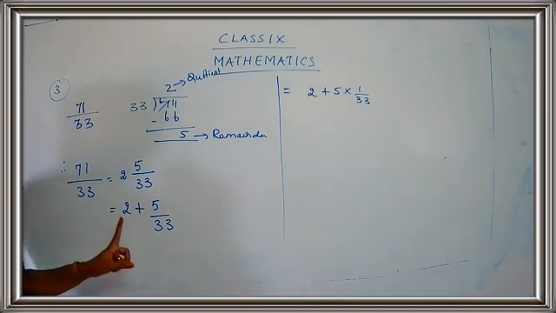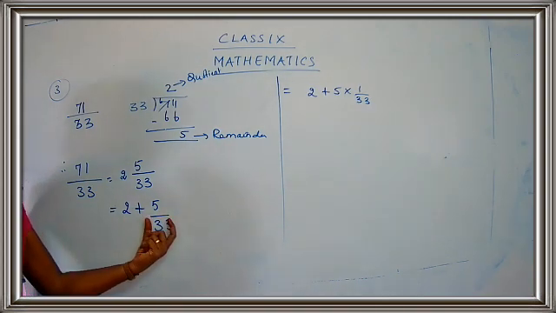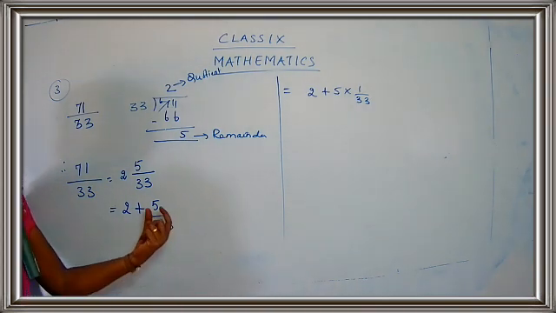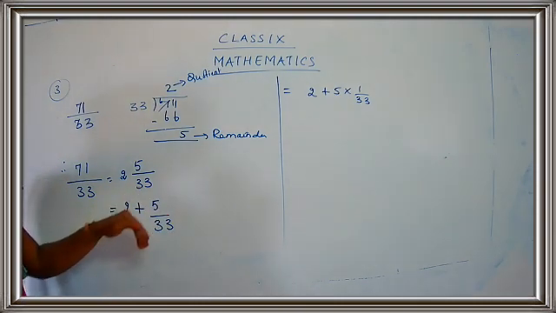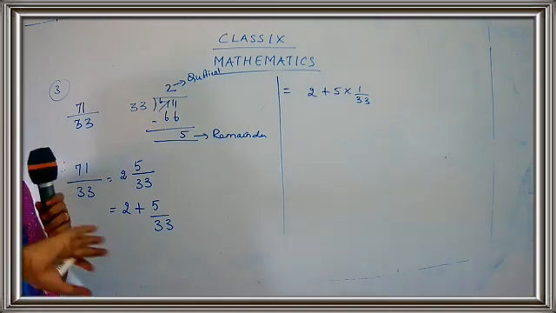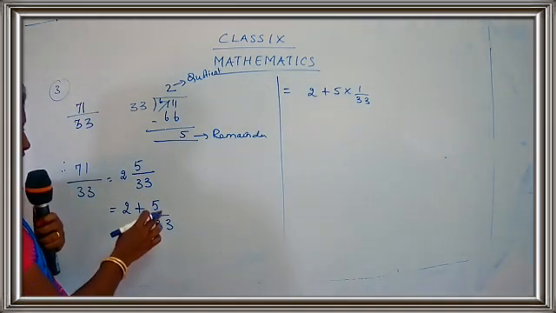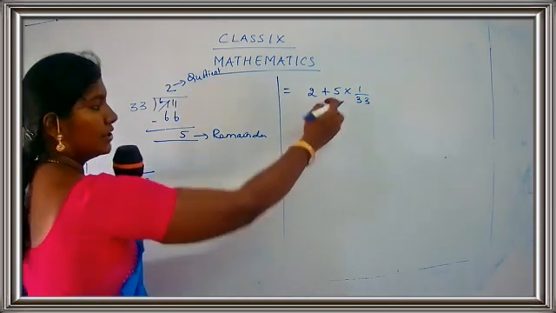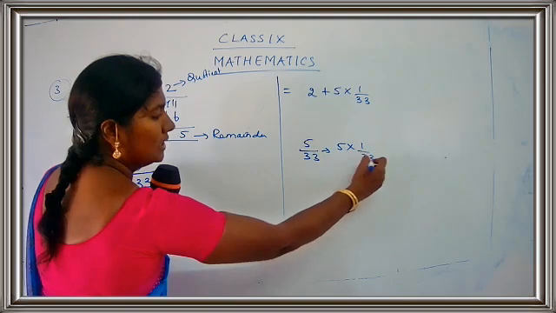Okay, children? After breaking this, now I am coming to the second number. What is the second number here? It's 5 upon 33. So now what I'm doing here, I'm just keeping the numerator separately and taking the denominator separately. How am I taking it? 5 alone into 1 upon 33. So 5 upon 33 is written as 5 into 1 upon 33.